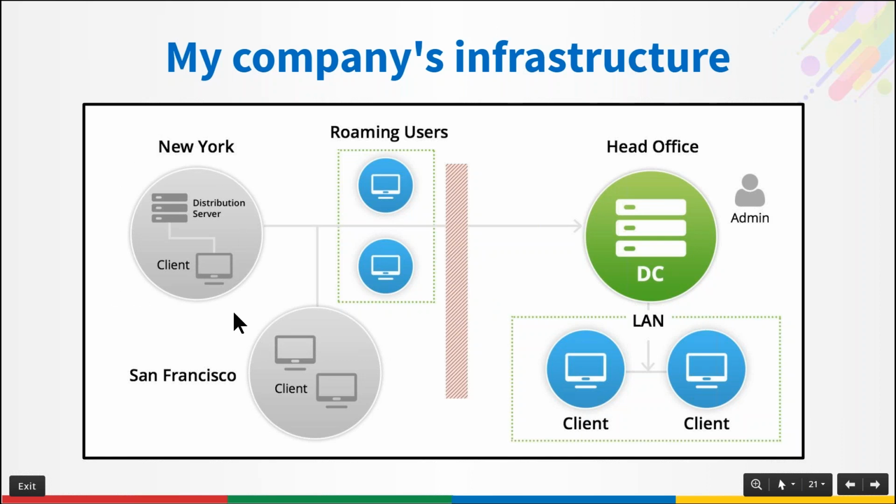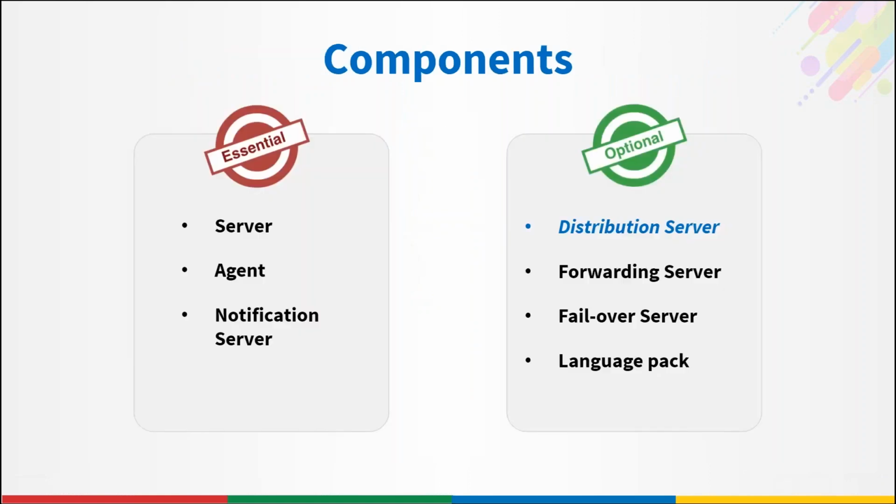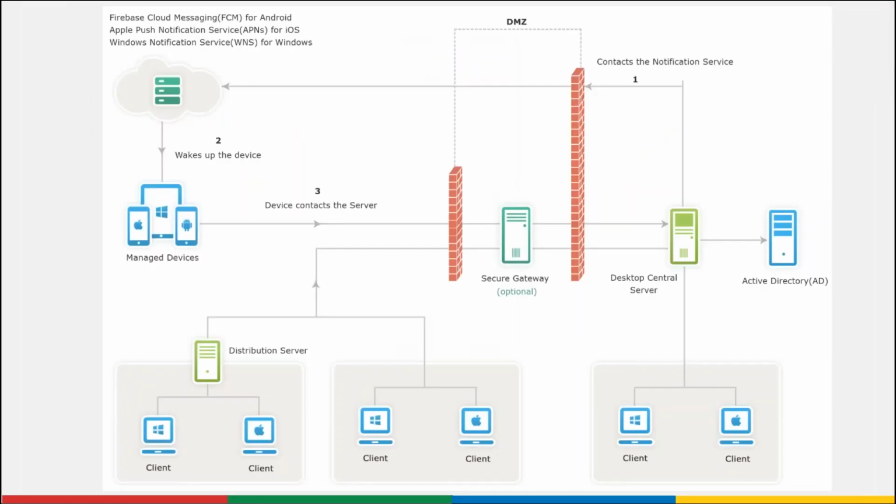However, the New York office contains 900 computers, even for the agent installation or deploying any application or patch. So I may have to think about the bandwidth utilization. Performing a deployment directly to all 900 computers may cause a bottleneck on the network. So in order to handle this situation, there is a component called distribution server. The distribution server helps optimize the bandwidth.